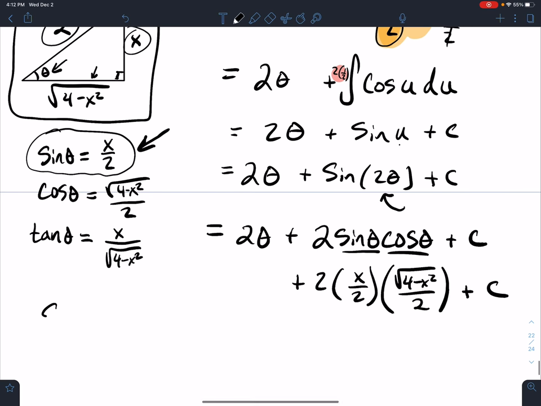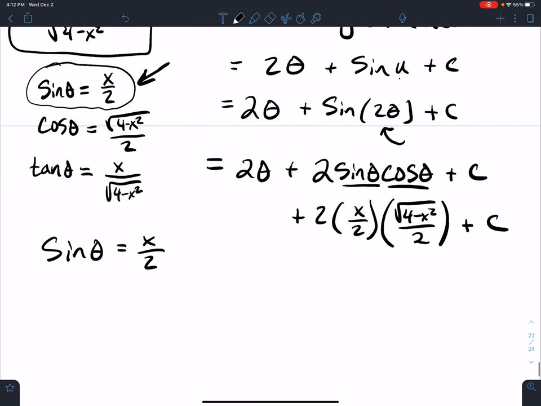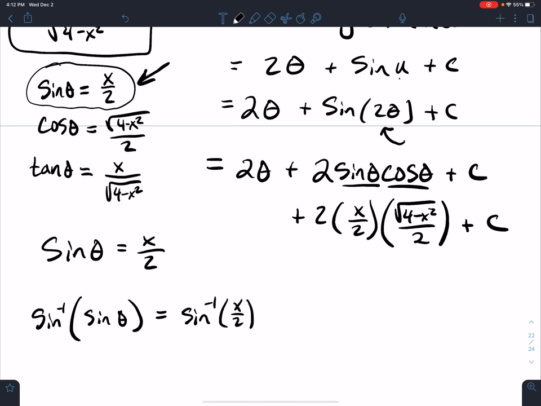How do I solve the equation sine theta equals x over 2 for theta? Well, there's an inverse function for sine, and it's called arc sine. So I'm going to do the sine inverse of sine theta, and if I do it on one side, I've got to do it on the other side. And so when I do this, I get theta equals arc sine x over 2.